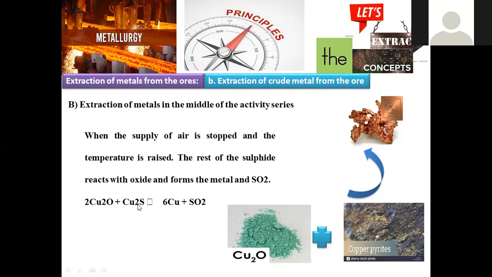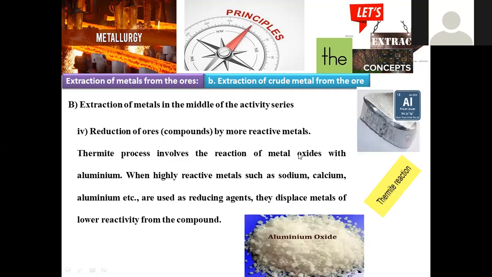So this generated oxide is now treated again with pyrites. What happens? Both get reacted and give rise to copper metal. Along with that, another byproduct, sulfur dioxide, will be generated. Now, reduction of ores by more reactive metals.